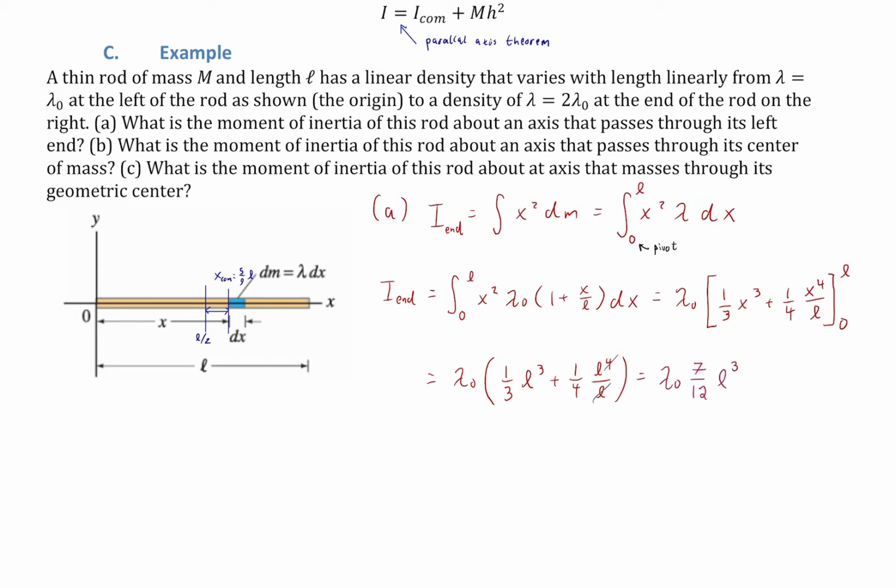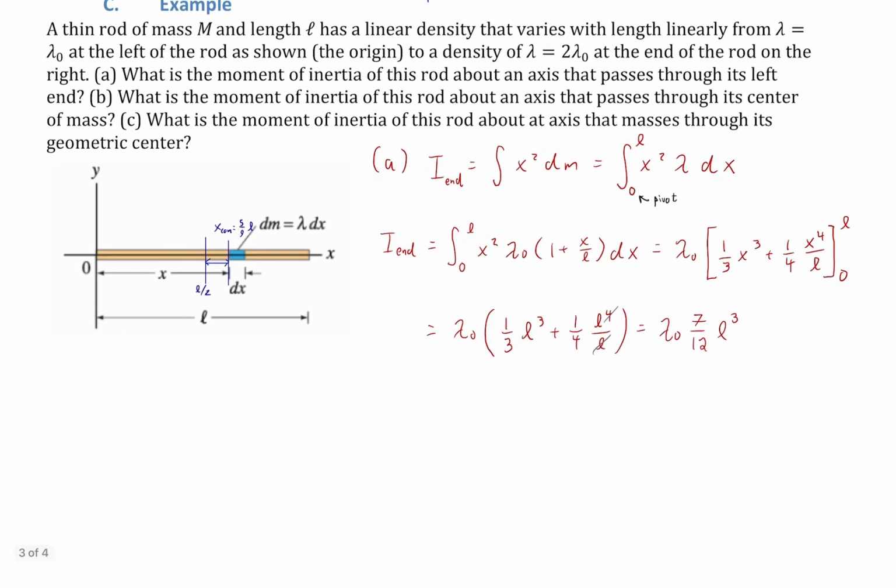Okay, all right, so there it is. So then we add 1/3 and 1/4. 1/3 plus 1/4 is 7/12. And so then we got lambda naught times 7/12 L cubed. Are we done? No, absolutely not.